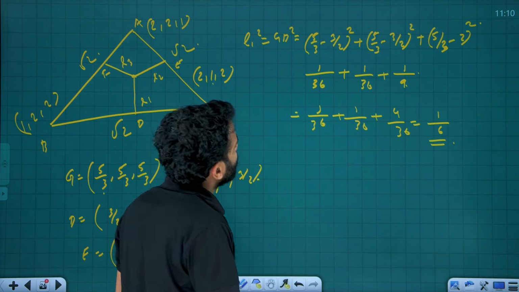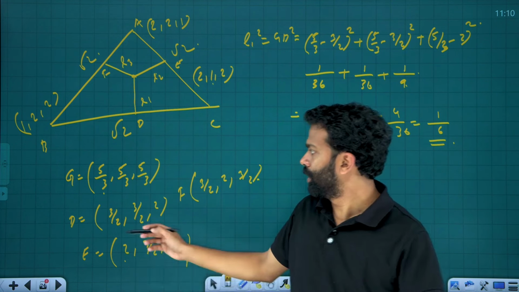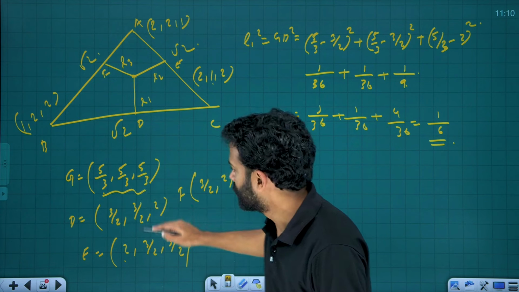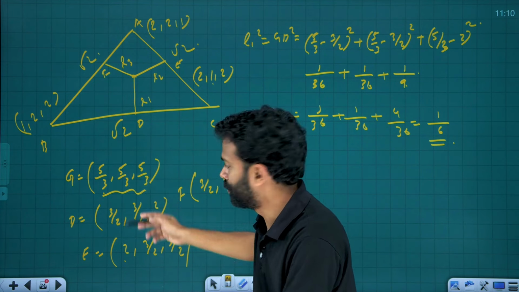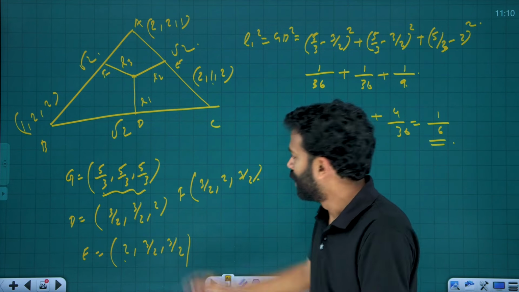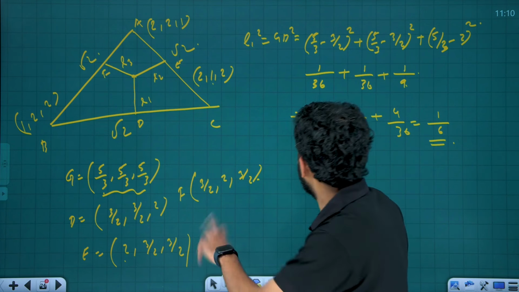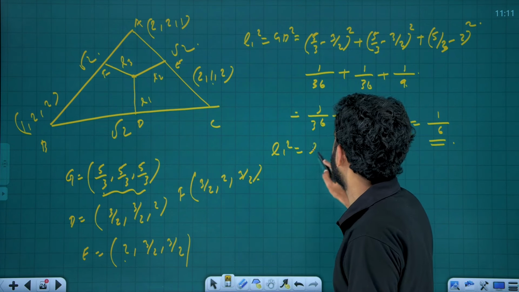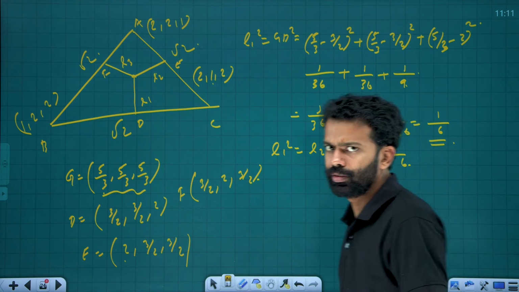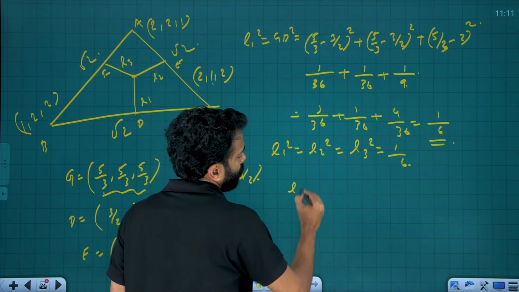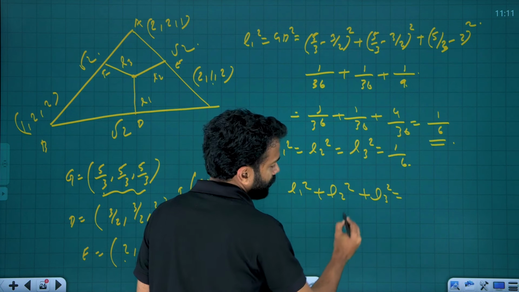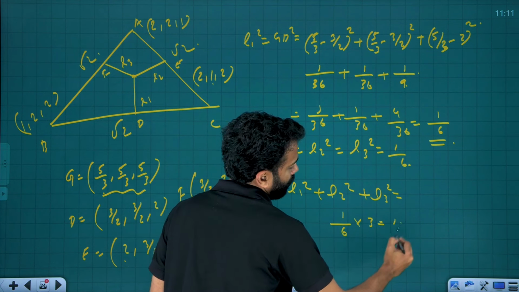If you observe closely, there is a pattern here: the values of x, y and z are the same, therefore GD will be equal to GE and also equal to GF. You can check this by doing GA also. So L1 square is equal to L2 square is equal to L3 square is equal to 1 by 6. We need to sum it up, so L1 square plus L2 square plus L3 square is 1 by 6 into 3, that is 1 by 2.